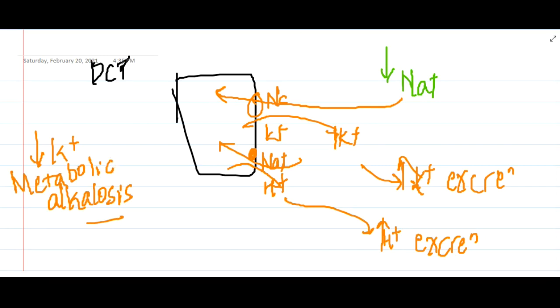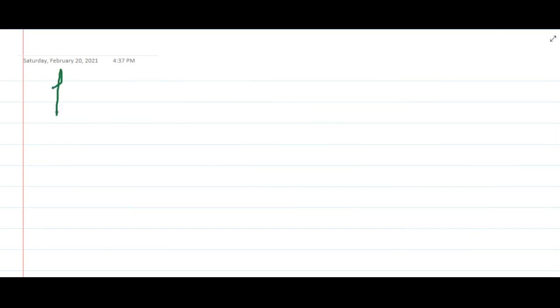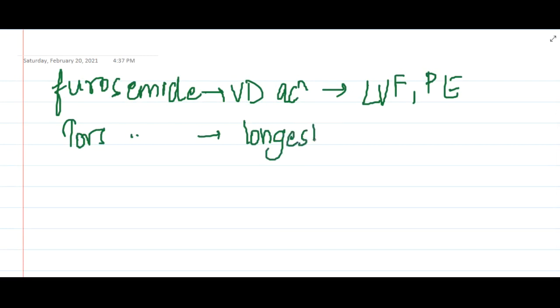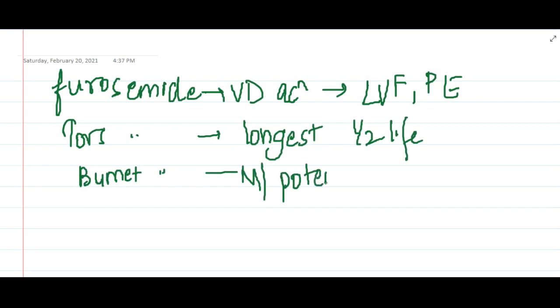So we will see the drugs of loop diuretics. We have furosemide. This furosemide has vasodilatory action, and as a result it is used in left ventricular failure and pulmonary edema. And the next drug, torsemide, is the loop diuretic with the longest half life. Then we have the drug bumetanide. This bumetanide is the most potent loop diuretic.